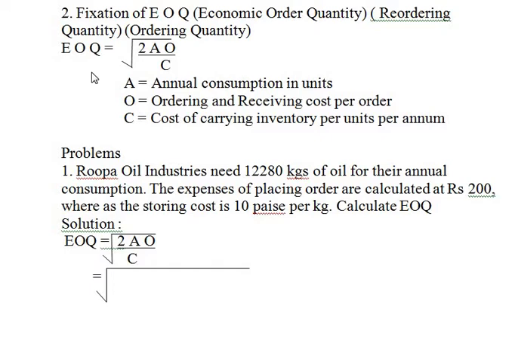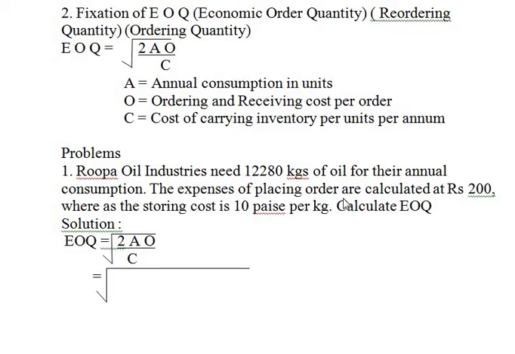The problem is: Rupa Oil Industries need 12,280 kgs of oil for their annual consumption. The expenses of placing an order are calculated at rupees 200, whereas the storing cost is 10 paise per kg. Calculate EOQ. Now, Rupa Oil Industries need 12,280 kgs of oil for their annual consumption. It means 12,280 is A, annual consumption.